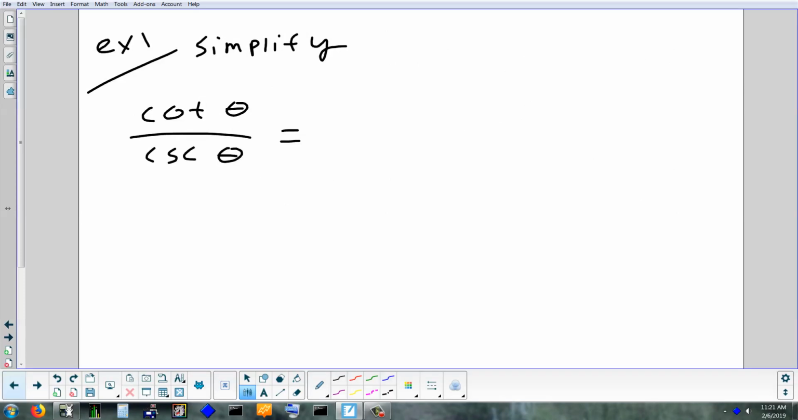So let's start with cotangent. How can we rewrite cotangent? So it's just sines and cosines. Cosine divided by sine. Yep, it's cosine divided by sine. And what about cosecant? That's 1 over sine.